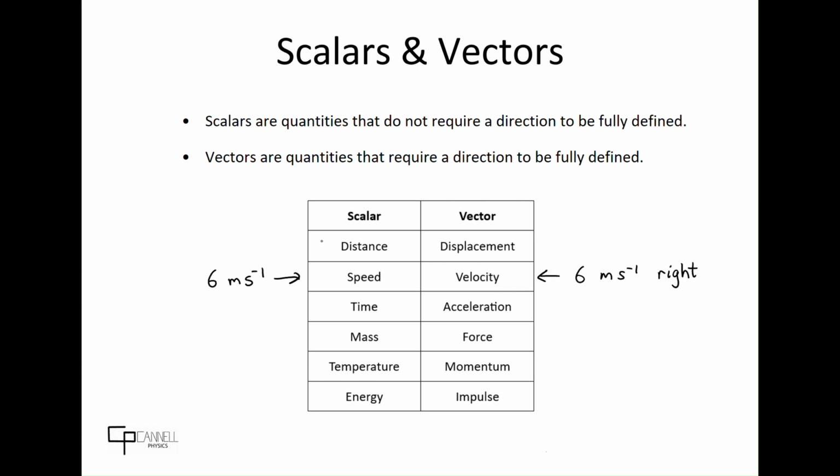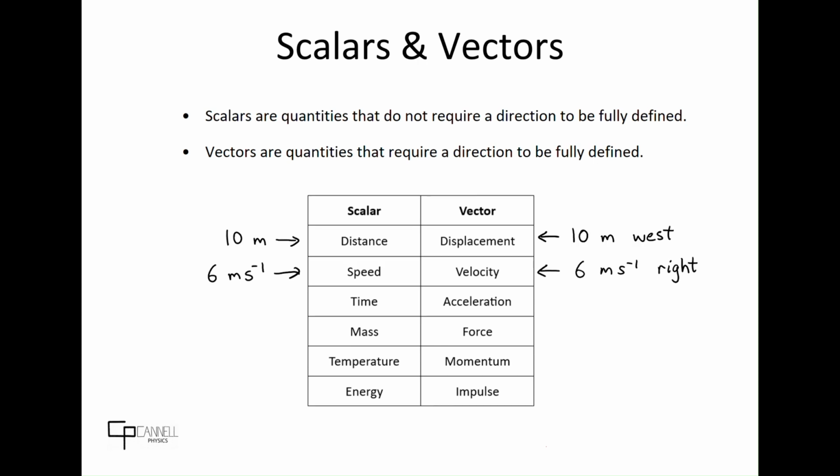Another example is distance being a scalar and displacement being a vector. So let's say an object has moved 10 meters to the west. Then I would quote the distance and displacement as such. Let's do one more example for good measure.